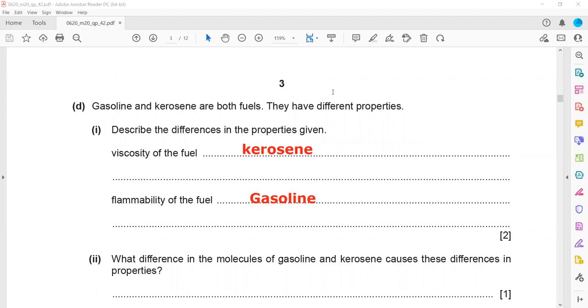What difference in the molecules of gasoline and kerosene causes the difference in the property? Basically, kerosene contains more carbon. The greater the number of carbons, the greater the viscosity. So the number of carbon atoms is different. That's why they have different viscosities.